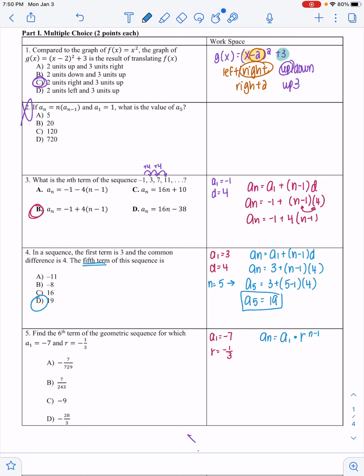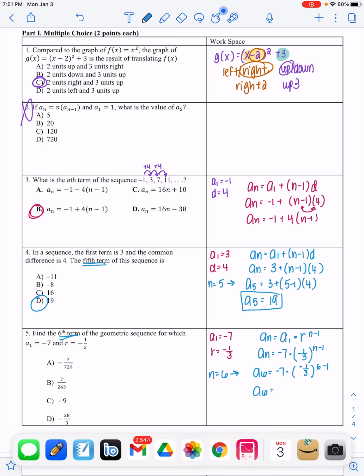So to find the nth term, let's go ahead and plug in. You take -7 and you multiply by our r, which is -1/3, to the n minus 1 power. And this time we're looking for the sixth term, so n is equal to 6. To find our sixth term, that's -7 times (-1/3) to the 6 minus 1 power. We do not want to do this by hand. Let's go ahead and pull out my calculator.